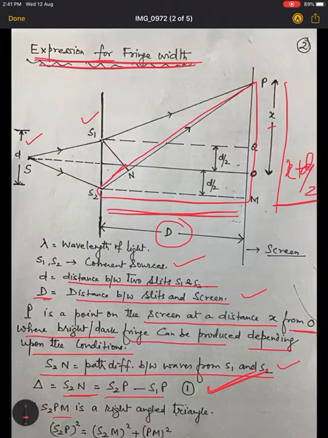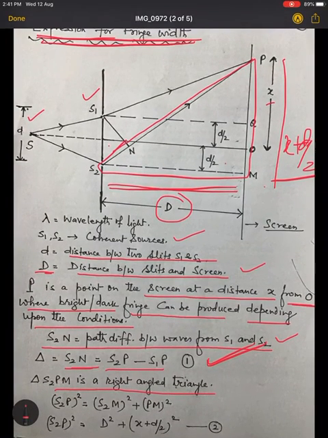So we can write first that S2PM is a right angle triangle. So S2P square is S2M square plus PM square. And the value of S2M is capital D, and the value of PM is x plus d by 2. Right? So we can put this. So S2P square is equal to D square plus (x plus d by 2) square. This is the equation formed by using the triangle S2PM.